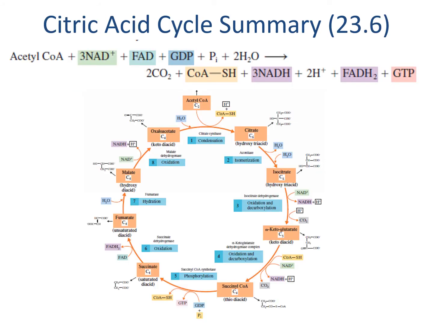Again, don't memorize the individual steps of the citric acid cycle, but do know what the overall reaction is and what types of steps are giving us energy in the form of NADH and FADH2. Hint, it's oxidation.